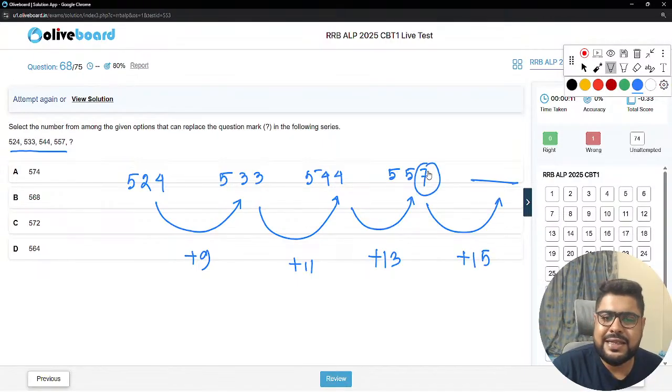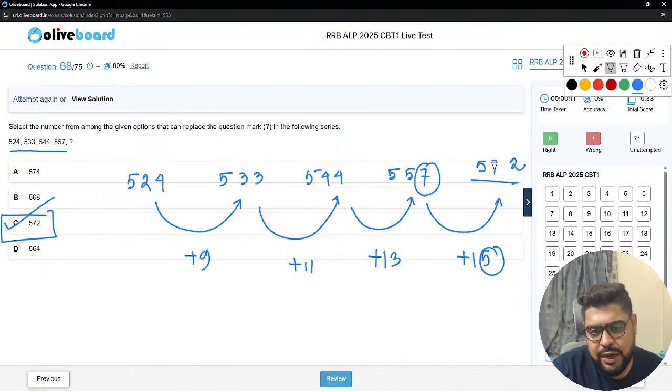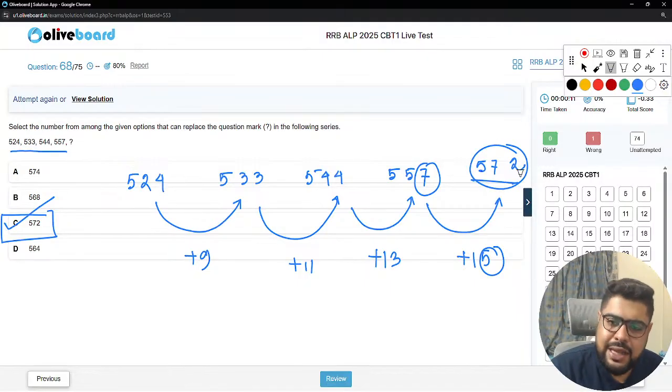Don't need to add, sir. 7 plus 5, the ending will be with 2. Ending with 2 is 572. That's your answer. You do not even need to calculate the whole thing. You can just solve using the unit digit.